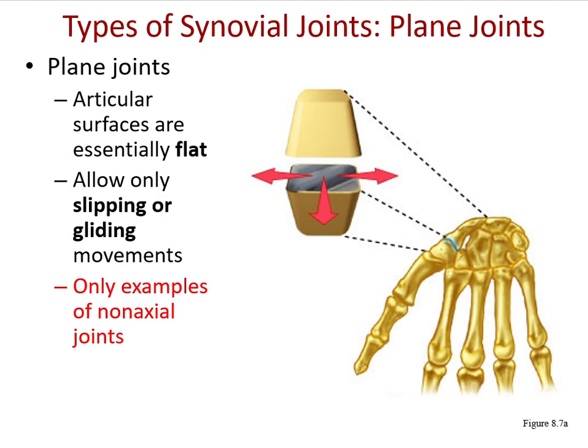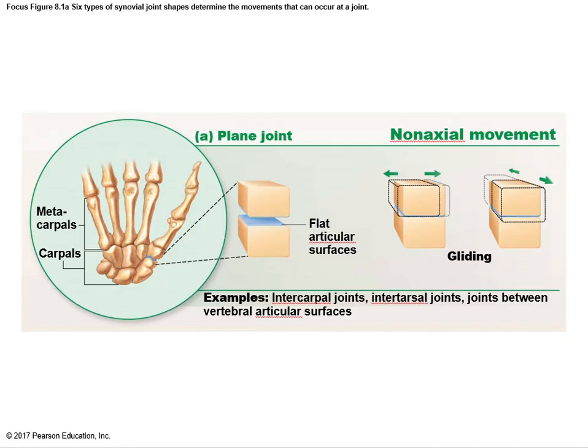So first let's look at planar joints. This is where the articular surfaces are basically flat. So think of your carpal bones or your tarsal bones, where they really just slip and glide past each other. This is going to demonstrate non-axial movement. So this is a non-axial synovial joint.